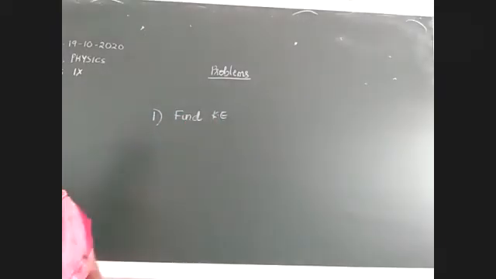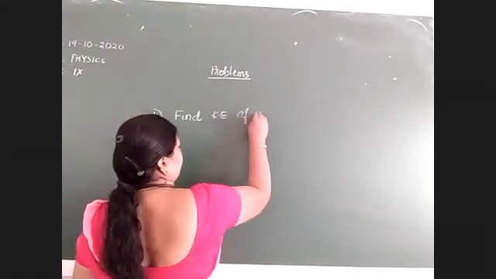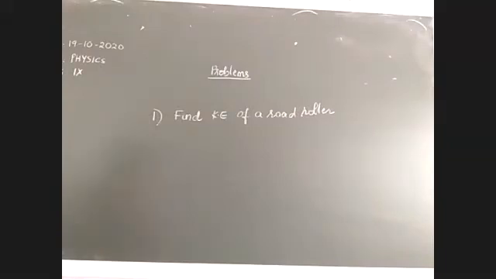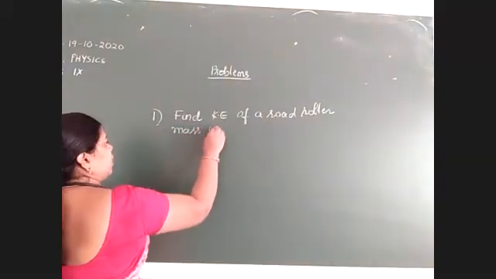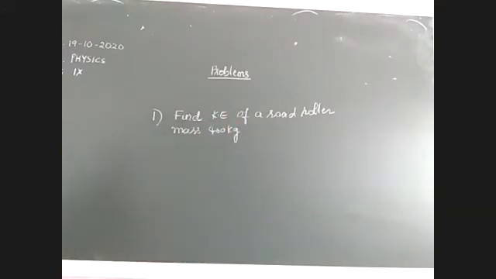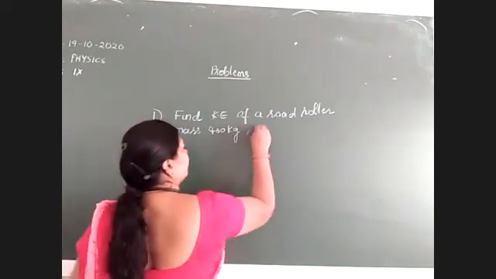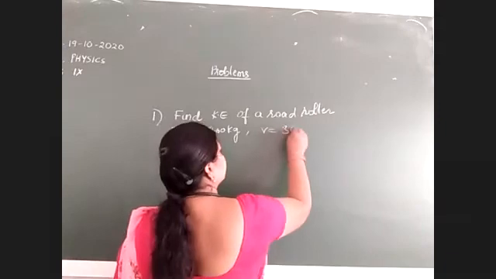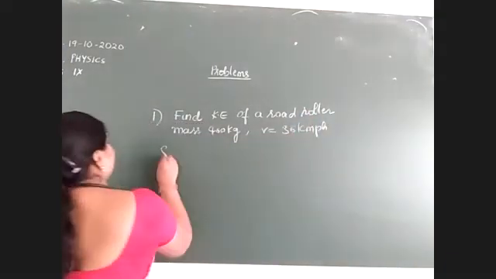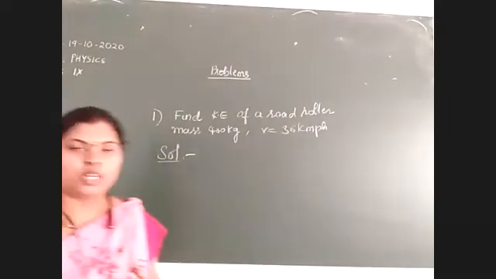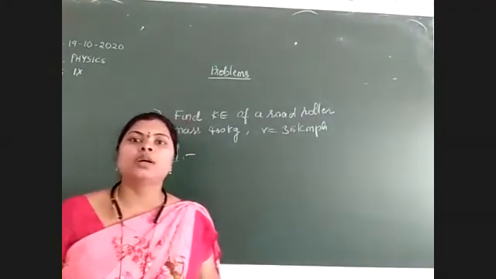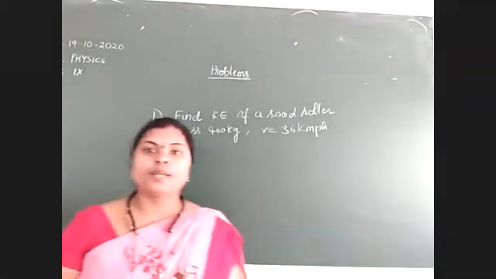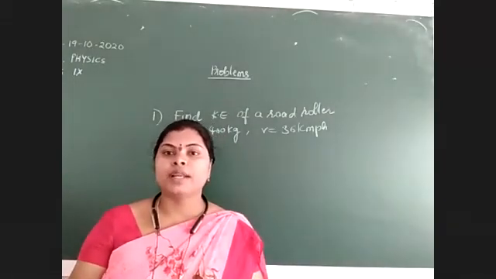Find the kinetic energy of a road roller whose mass is 400 kg, moving at a speed of 36 kmph. I repeat the question. Find the kinetic energy of a road roller whose mass is 400 kg moving with a speed of 36 km per hour. Okay. So you need to find the kinetic energy.